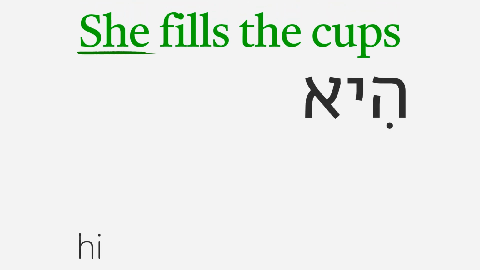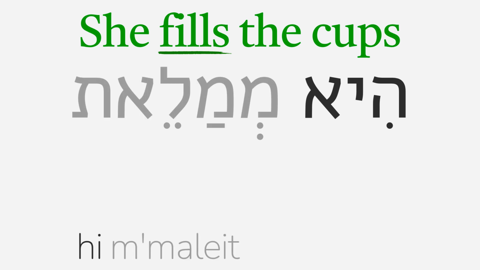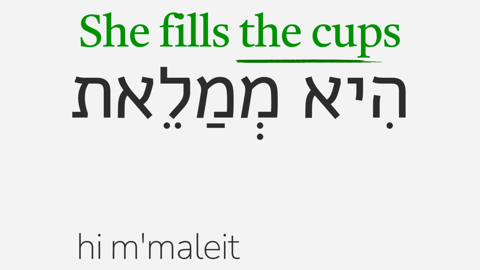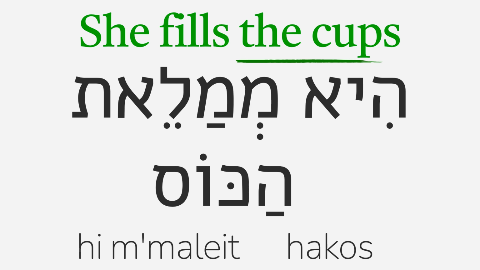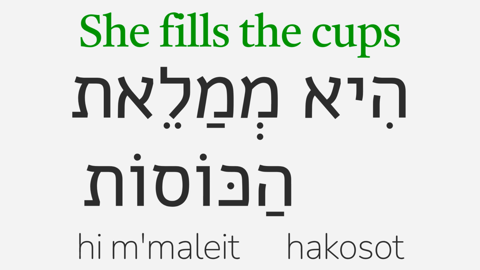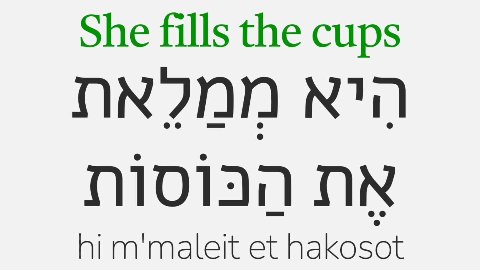She is hi, which is a feminine singular subject. So the verb fills will be the feminine singular form of the Piel present tense, mamalet. The cup, singular, is hakos. Like most other feminine words, to make the plural of kos, we add an ot ending. Hakosot, the cups. Since hakosot is the definite direct object of the verb mamalet, the preposition et goes before it. Hi mamalet et hakosot. She fills the cups.